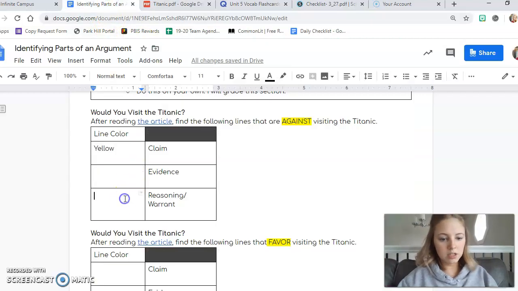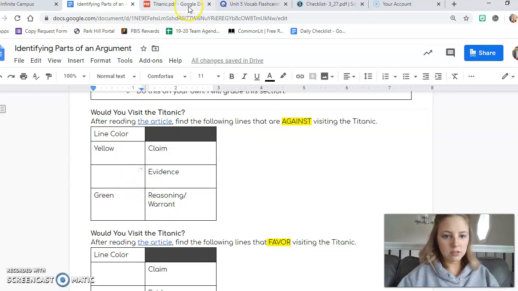So the warrant here was green. We can type that in. And the evidence, what color was that? I already forgot. Pink.